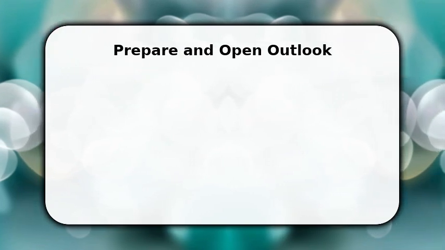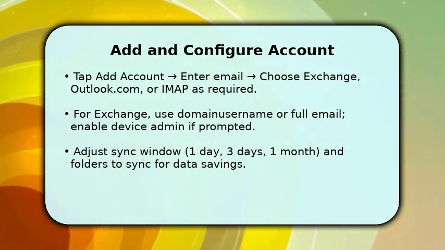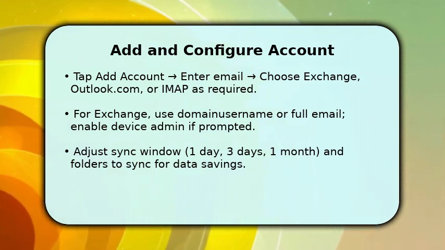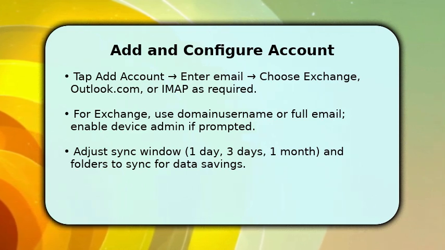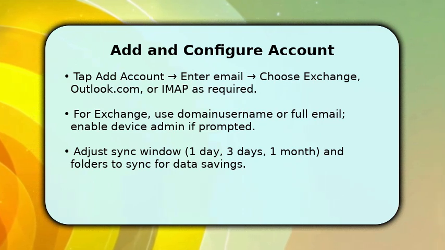You now add the account inside Outlook and choose the correct protocol. Choose Exchange for corporate accounts or IMAP/POP only if instructed. When prompted, enter server details exactly, server name, domain, and security type, because a wrong field blocks authentication.